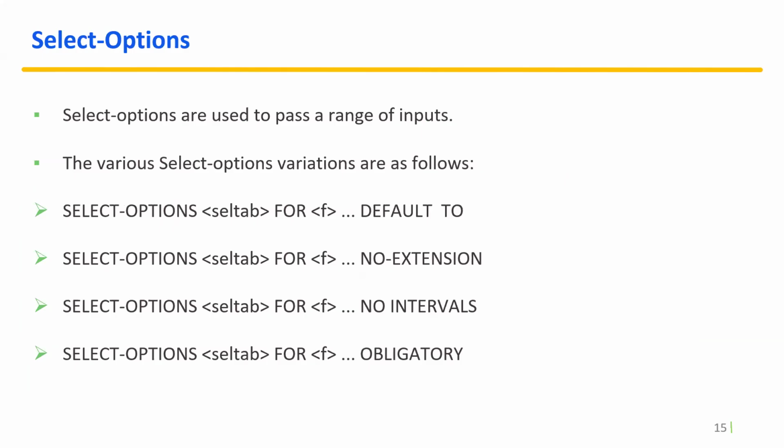To create an input screen, we have two ways. One is parameters, the other is select options. Parameters we have already seen in our previous programs, which is used to create a single input. If you want to pass a single input value, we can create parameters. But if the user wants to pass a range of inputs, then we can create select options, which enable us to provide a low value as well as a high value. That is achieved with the help of select options.